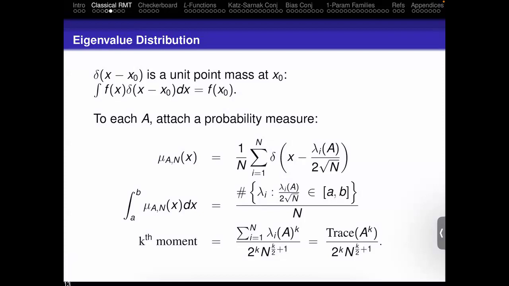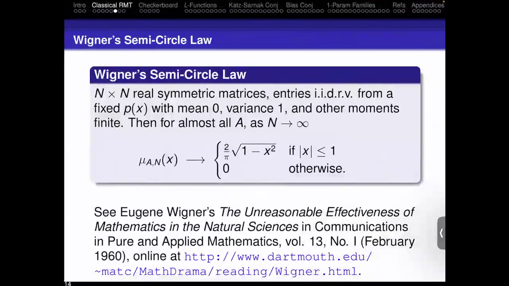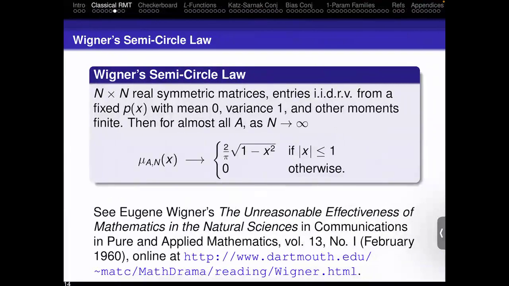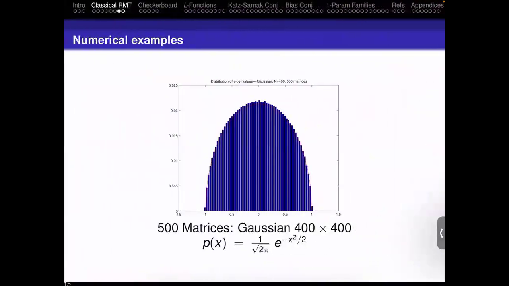And the hope is that if your probability distribution is nice, if you know the moments, then you know the density. Okay, so if I give you a general real symmetric matrix, with probability tending to 1, almost every matrix will have its eigenvalues close to a semicircle. And so, if I choose, for example, 500 matrices, and I choose each entry to be a Gaussian, 400 by 400, you can see very closely the fit with the red semicircle line going through.